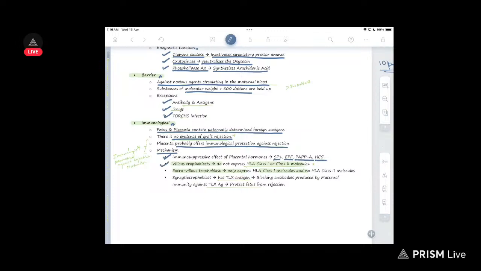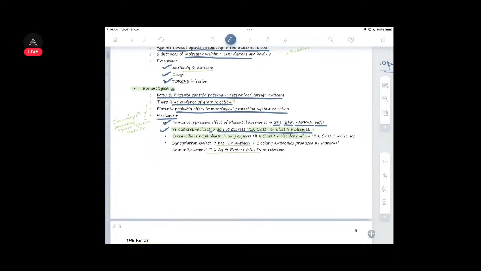Villous trophoblast does not express HLA class 1 or 2 molecules. Extravillous trophoblast only expresses HLA class 1 molecules and no HLA class 2 molecules. Then you have syncytiotrophoblast, which has TLX antigen; blocking antibodies produced by maternal immunity against the TLX antigen protect the fetus from rejection.